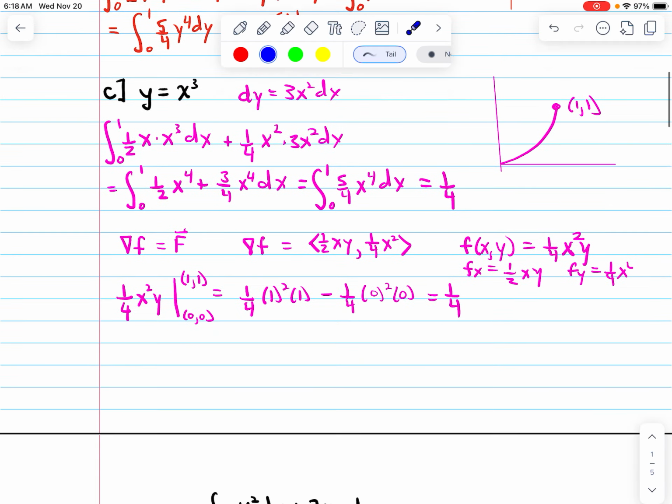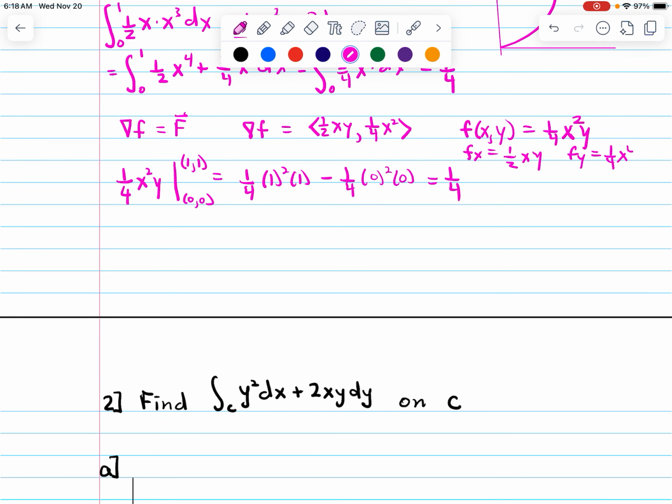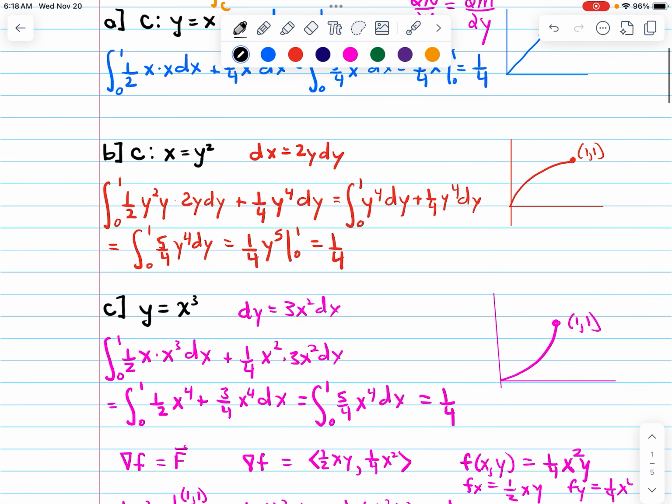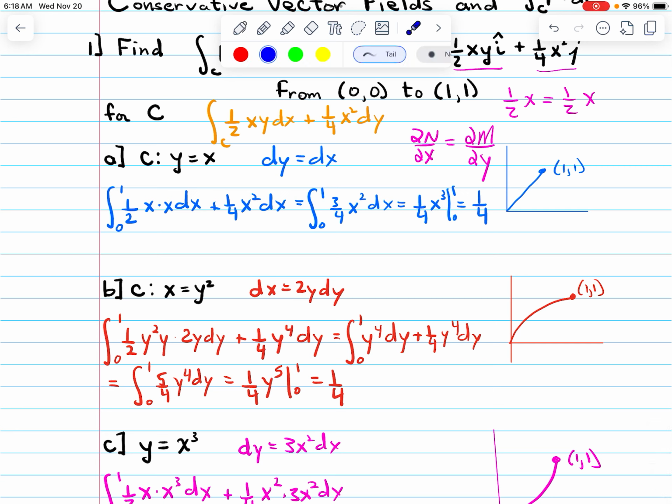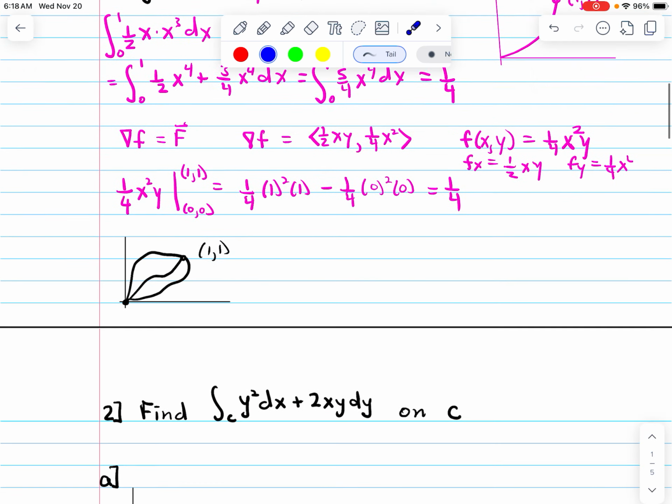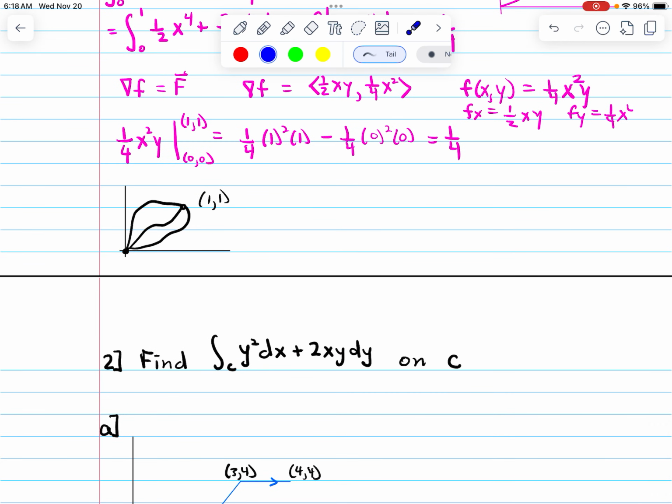And here's the deal. When you have these conservative vector fields, it does not matter what path you take. So we had this point 0, 0 and 1, 1 right here. There's all kinds of paths we could have taken. And if you have a conservative vector field, it's always going to give you the same result. So you might as well choose the simpler path. We had a real simple path up here, y equals x, and that gave us the same result as all those other two paths. So that's what happens when you have a conservative vector field.